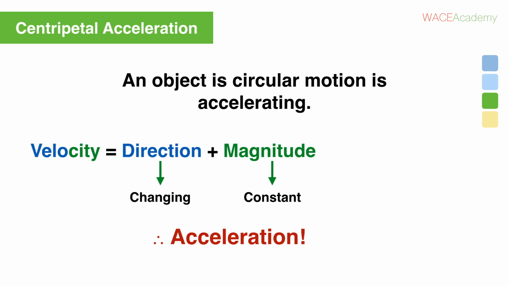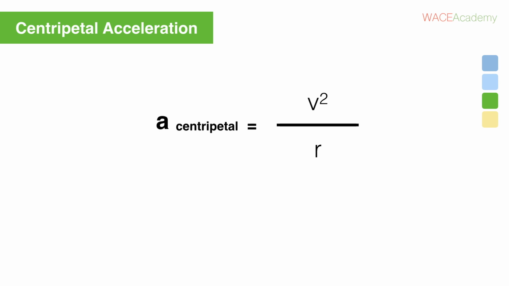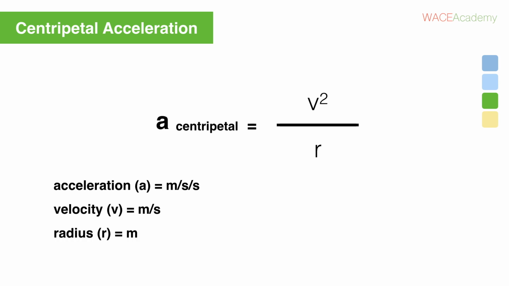Okay, great, but how do we calculate it if only the direction is changing? Well, that's where this equation comes in. Centripetal acceleration equals velocity squared over the radius of the circular motion. And these are the units. We're going to do an example soon, but before that, let's learn the next equation, which is for centripetal force.